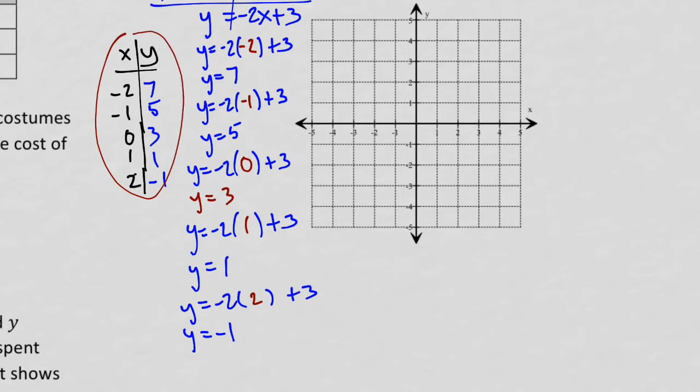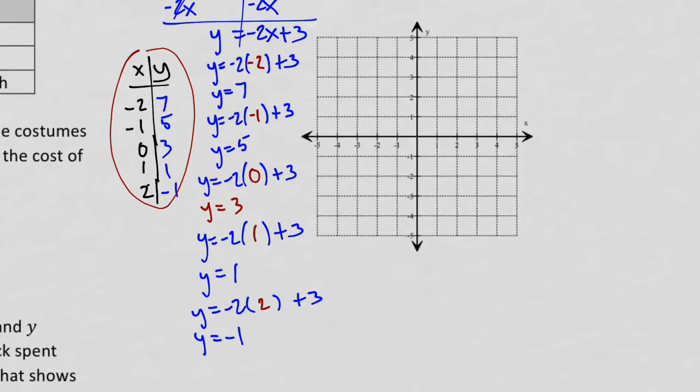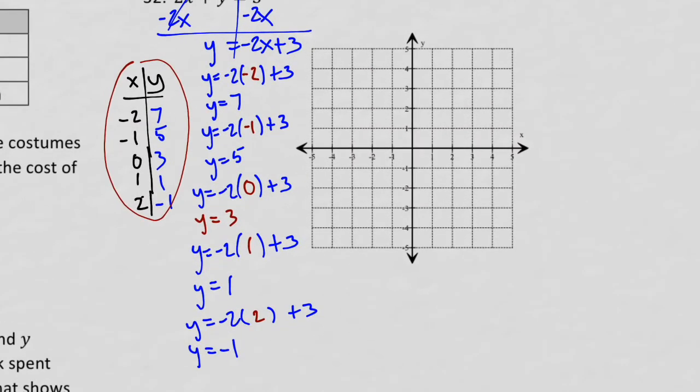So negative 2, 7. That means go left 2, up 7. It doesn't really fit, but it's not that far away, so I could actually put it right there. Negative 2, 7. Negative 2, 5, 6, 7. About right there. It's an approximation. Negative 1, 5. Left 1, up 5.